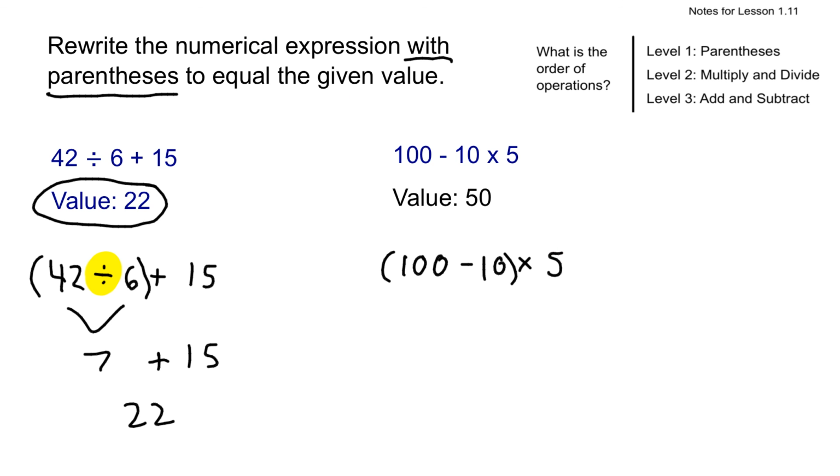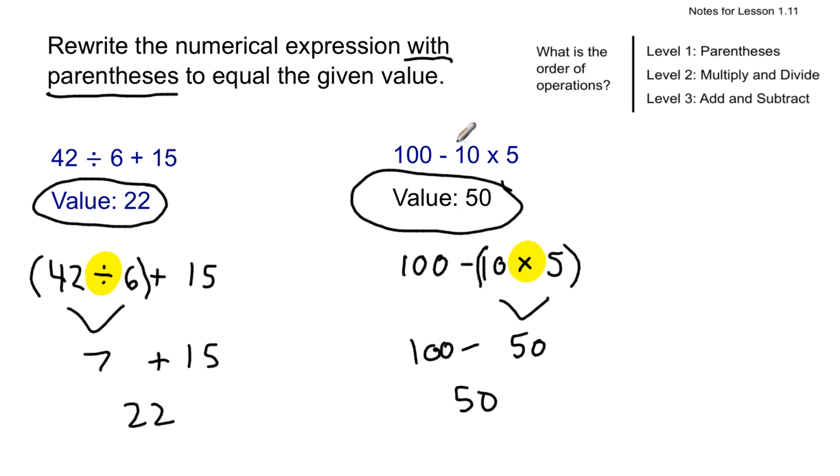So I know that the parentheses don't go around those. And so I will try them around the second one, 10 times 5. And again, I'm going to do that first, so I'm solving that. 10 times 5 is 50, and then 100 minus 50 equals 50, and that's our target value. So the parentheses would go around the 10 times the 5, not the 10 or 100 minus the 10.